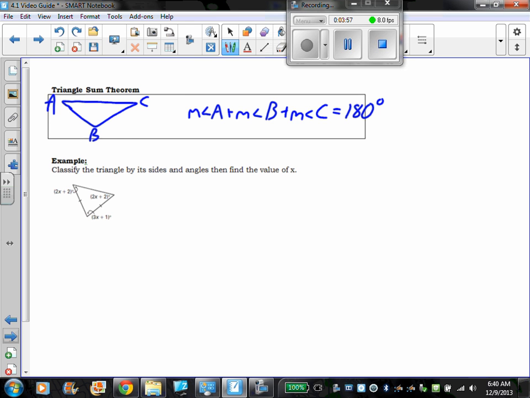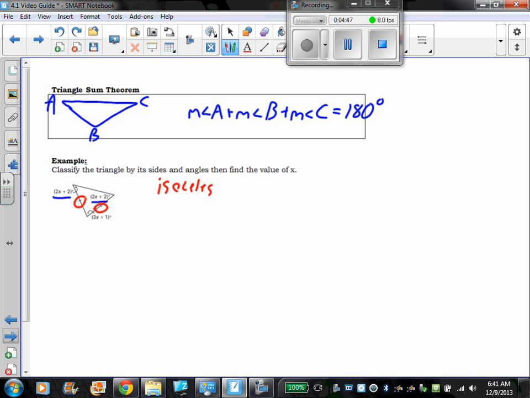So, in this example, it says classify the triangle by its sides and angles, then find the value of x. Well, we can see that 2 of the angles have the same measure, 2x plus 2 and 2x plus 2. And we also can see from the markings that 2 of the sides have the same length as well. We see it from this and this. So what that means is we have an isosceles triangle, and we don't know about the angles yet. I guess we're going to have to find the measures to be able to tell for sure what's happening with this one. So we will go and do that.